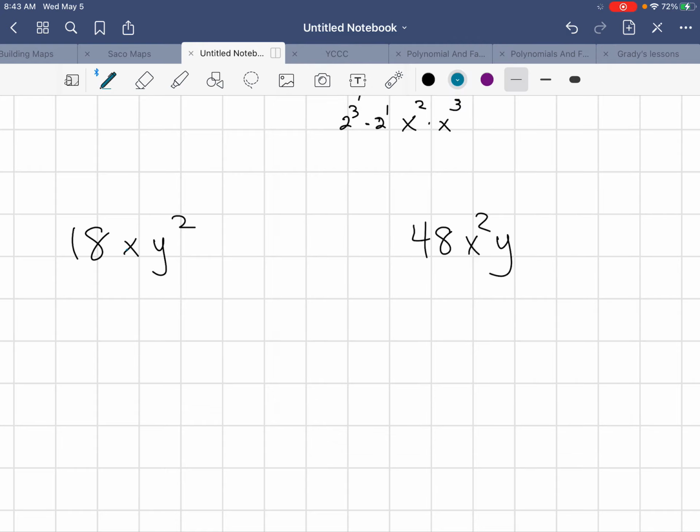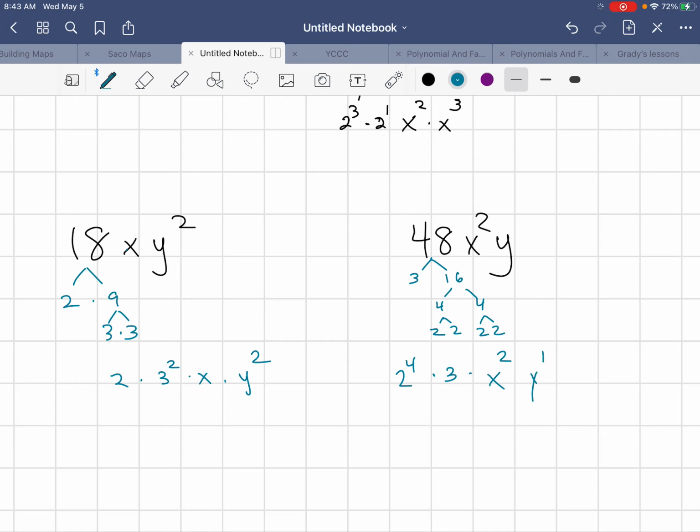I'm going to start with the prime factorization. I know 18 is 2 times 9, which is 3 times 3. So it's 2 times 3 squared times x times y squared is that whole piece. 48 is 3 times 16, which is 4 times 4, which each of those is 2 times 2. So it's really 2 to the 4th times 3 times x squared times y to the 1. And that would be an x to the 1 there.